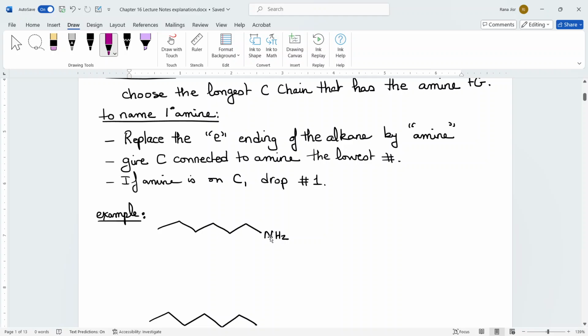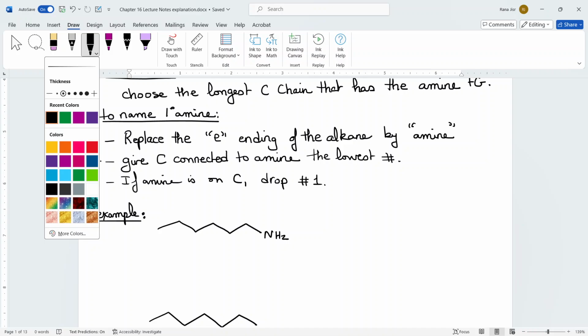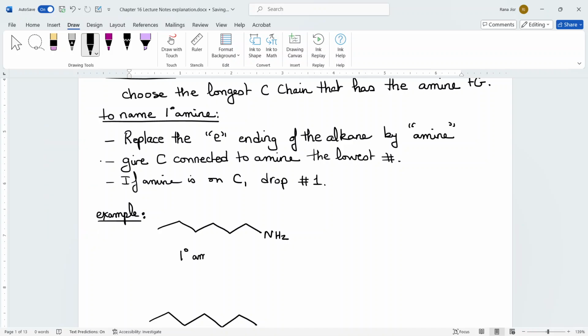Now what type is this? This is a primary amine because the nitrogen has one R group connected to it and two hydrogens. So I know that this one is a primary amine. Okay, so you have to know the type of the amine before you go ahead and start naming it.